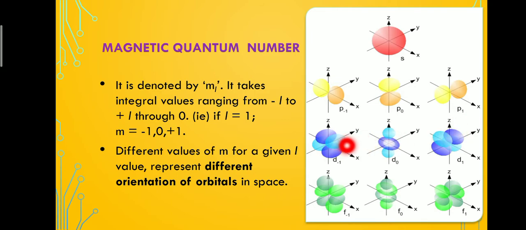In the same way, if L is equal to 2, m can have 5 values: minus 2, minus 1, 0, plus 1, plus 2. So if L is equal to 2, it is a d subshell, and 5 orientations are possible. In this diagram, I have shown only 3 orientations; 2 more orientations are possible here.